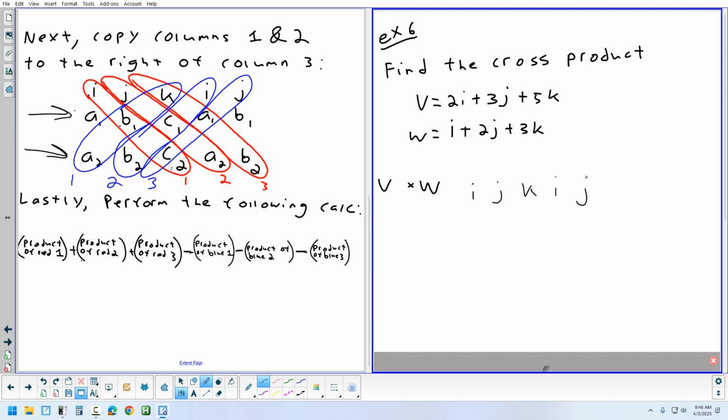All right, and what's going to go in my second row? Wouldn't that be 2, 3, 5, 2, 3? Yep, 2, 3, 5, 2, 3. And how about my third row? 1, 2, 3, 1, 2. Okay. So there's our visual.